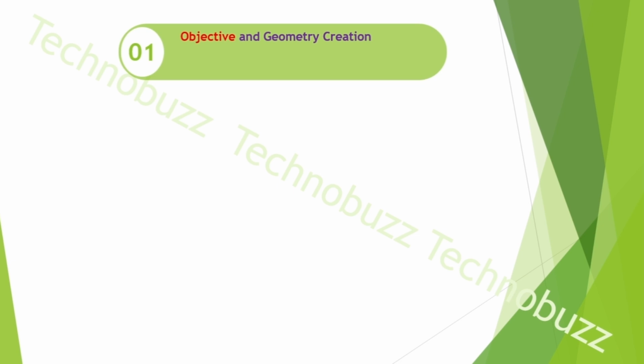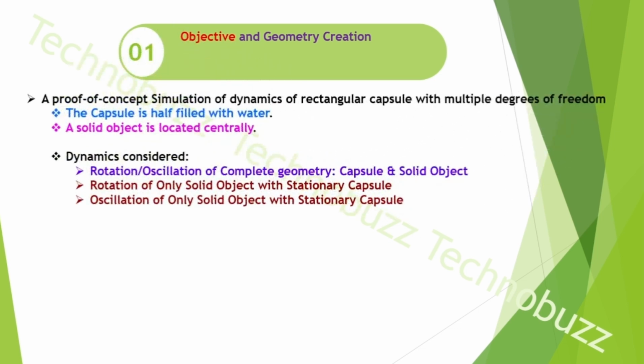It is a proof of concept simulation of dynamics of a rectangular capsule with multiple degrees of freedom. In my earlier video, I used a simple domain with an object and demonstrated conjugate heat transfer simulations. The link of this video is given in the description. The same geometry without source and sink is used in this case. The capsule is half filled, with a solid object located in the center.